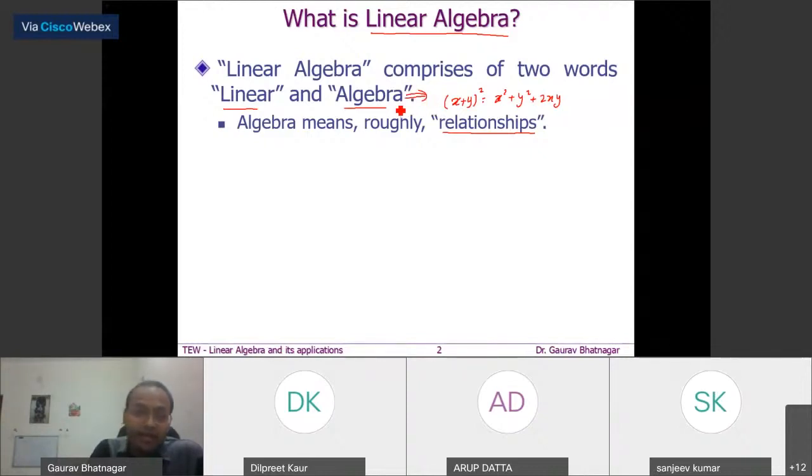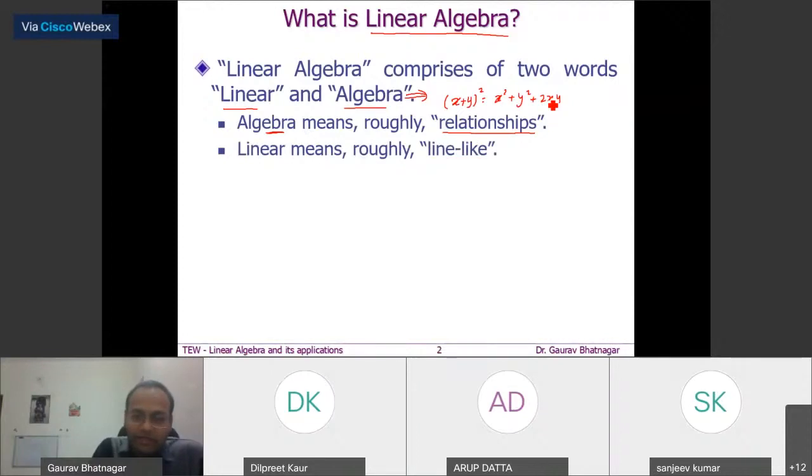And that is why when I said that in algebra, whenever we talk about algebra, algebra means the relationship. So it's going to be a very, very simple definition, or the simplest definition of algebra, where you just want to exploit the relationship. And the relationship is going to be of any kind, it's going to be linear, it's going to be non-linear.